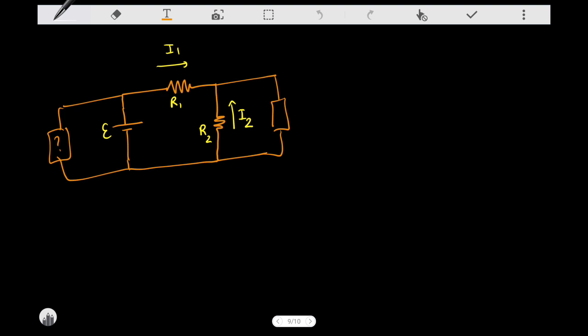So let's just look at this simple case. This is the direction that I'm going to follow the loop. When I go around this loop in this direction, I see only an EMF. So therefore, the sum of the EMFs is equal to E. Right? When I'm going around this loop, when I go over this resistor, I am going parallel to the direction where the current I1 is measured.